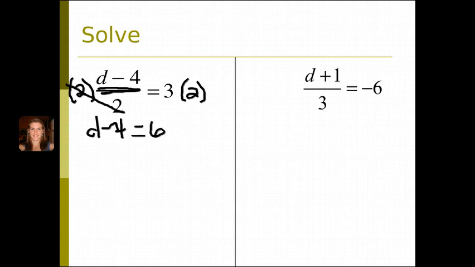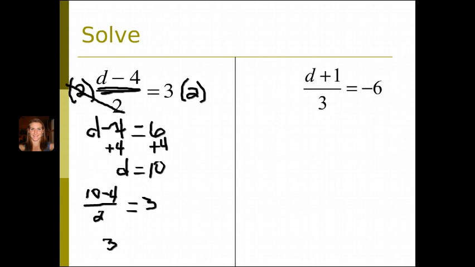Add 4 to both sides, and we find that d equals 10. Again, to check your work, you would say 10 minus 4 divided by 2 equals 3. 10 minus 4 is 6. 6 divided by 2 is 3, and our work is correct.